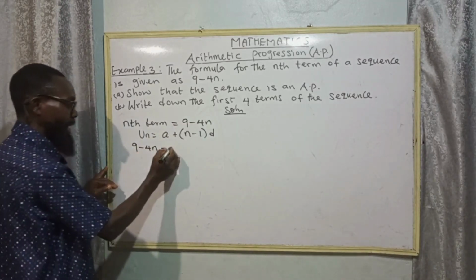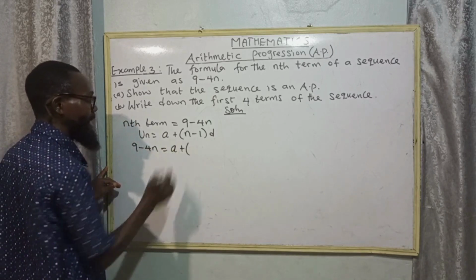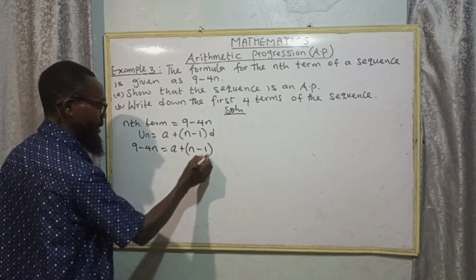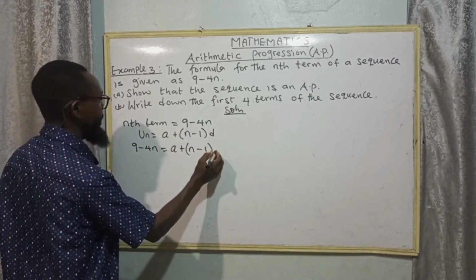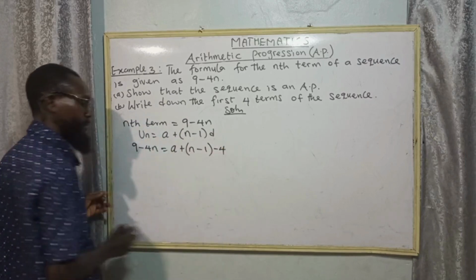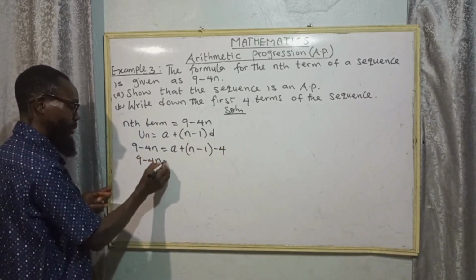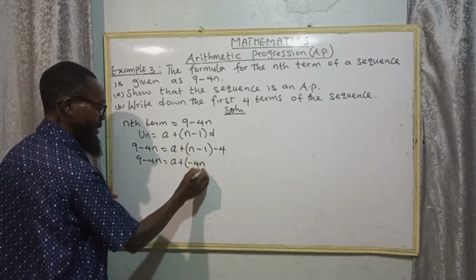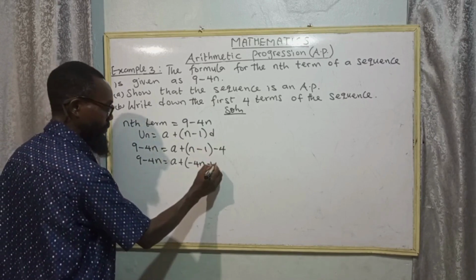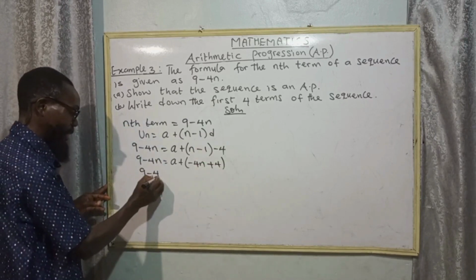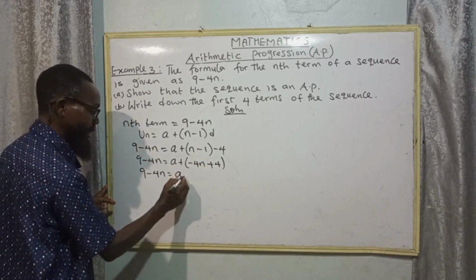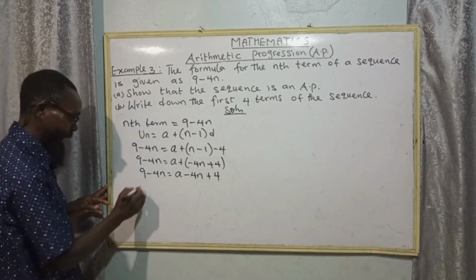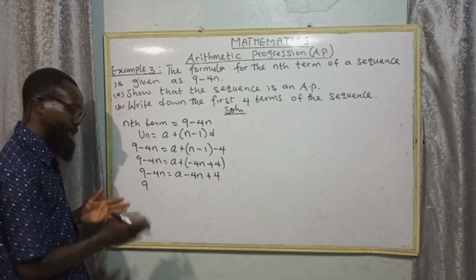So 9 minus 4n equals a plus, our number of terms n minus 1, and our d, our common difference that we got, minus 4. So 9 minus 4n equals a plus minus 4 times n, minus 4 times minus 1, plus 4. So we have 9 minus 4n equals a minus 4n plus 4. Okay, let me put the unknown to the left.